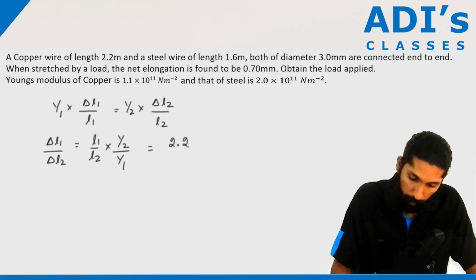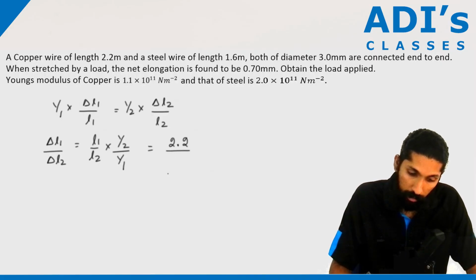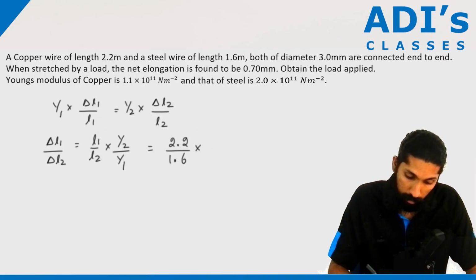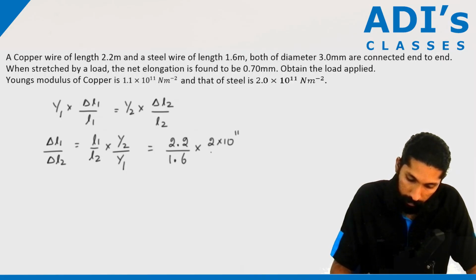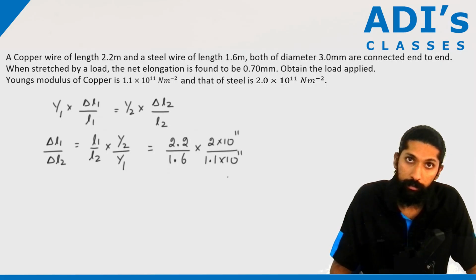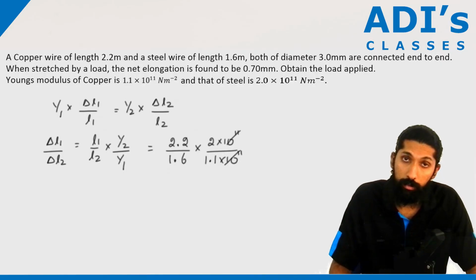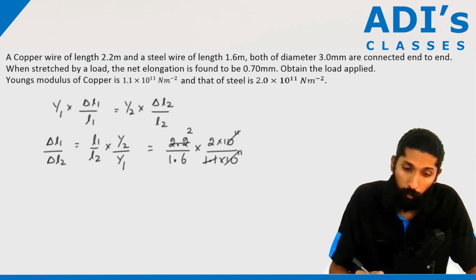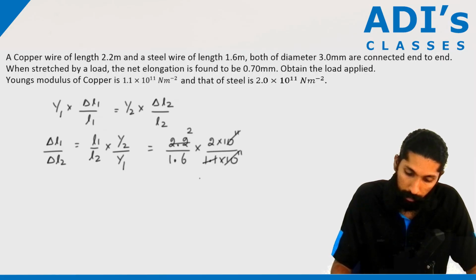L1 value you already know, 2.2, divided by the value of L2, which is 1.6, into the next y2 value. Y2 is 2 into 10 to the power of 11, divided by the next value, 1.1 into 10 to the power of 11. 10 power 11, these two get cancelled. This is twice. And next you have 4 divided by 1.6.